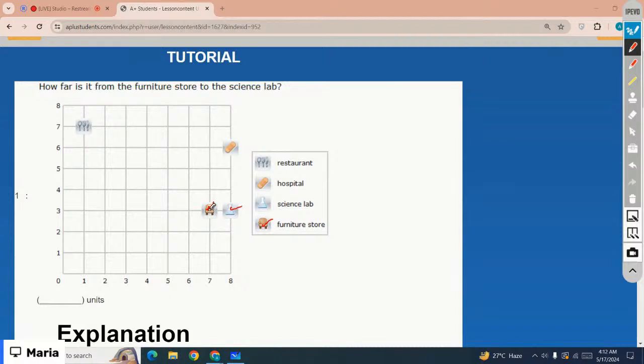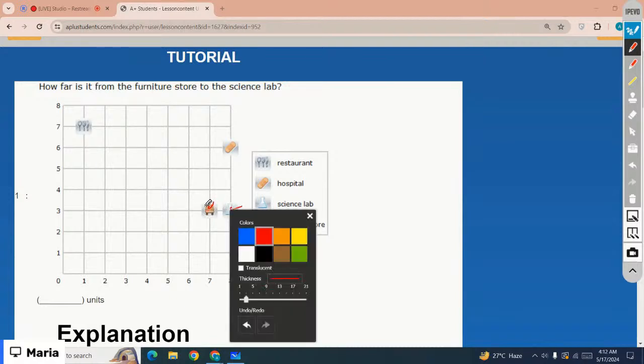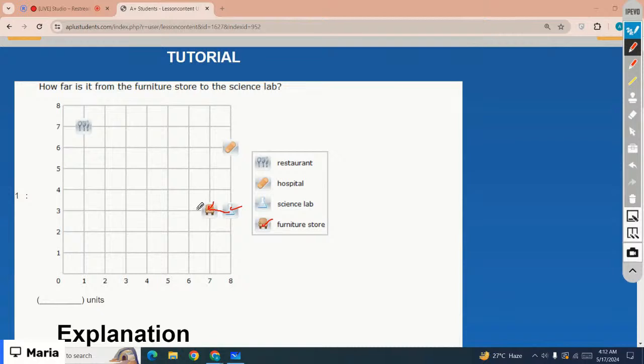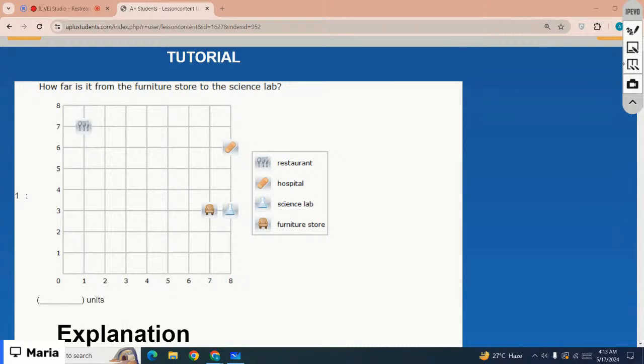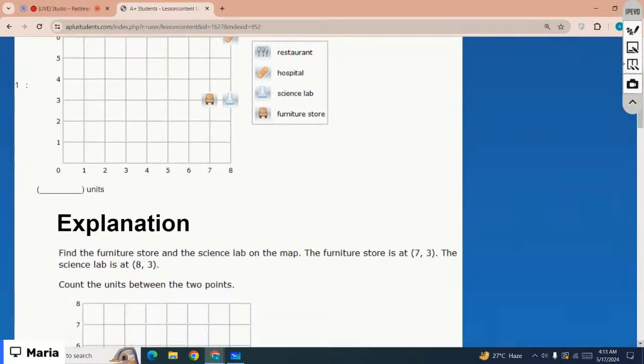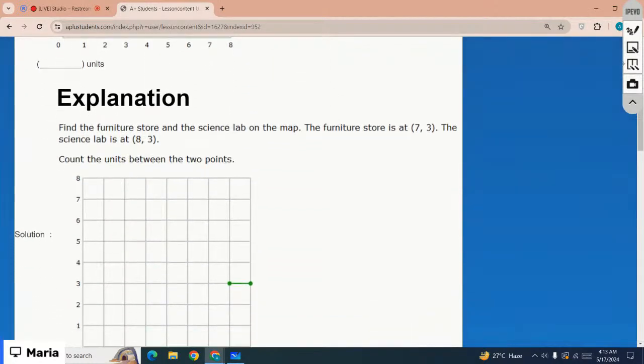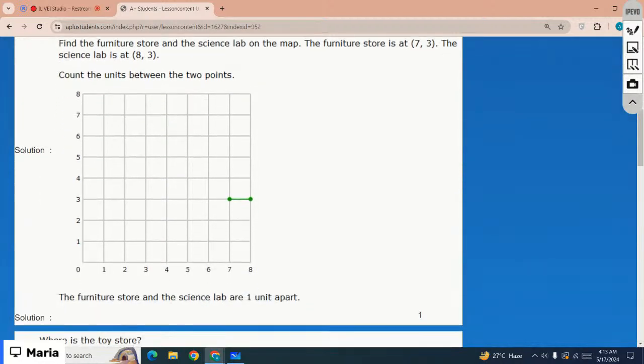So this is the distance between the furniture store and the science lab, right? They are just 1 point away. So the difference is only 1 unit. Here is the difference from here to here. You just have the 1 unit. They are 1 unit apart. Let's just start with the test questions.